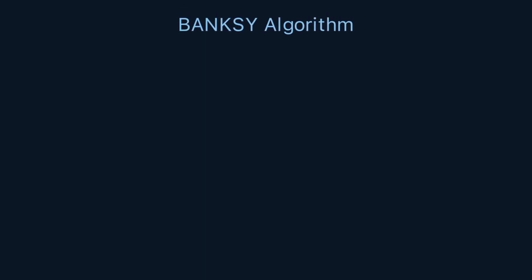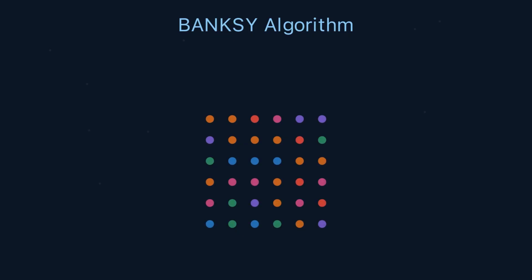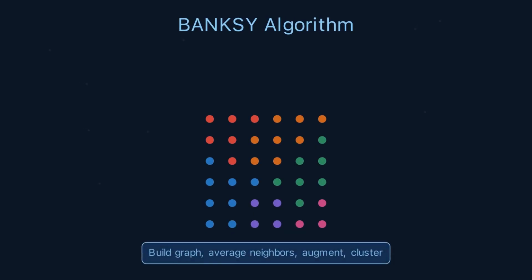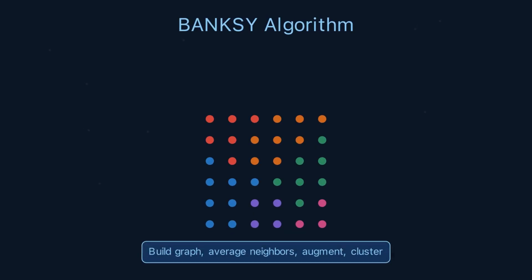Here is how Banksy works step by step. First, build a spatial neighbour graph connecting each spot to its nearest neighbours. Then, for each spot, compute the average expression of its neighbours. Augment the original feature matrix with these spatial features. Finally, cluster on the augmented matrix. The result, spatially coherent domains.